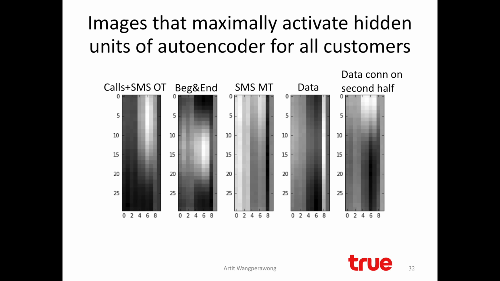And then the fifth image is data connection on sort of the second 2/3 or second half of the image, which is of course the latter 30 days. Basically, every customer in our data set can be approximately reconstructed with some linear combination of these 5 images. That's basically what this data means, and that's the power of an autoencoder. It breaks down the principal components of your data set.